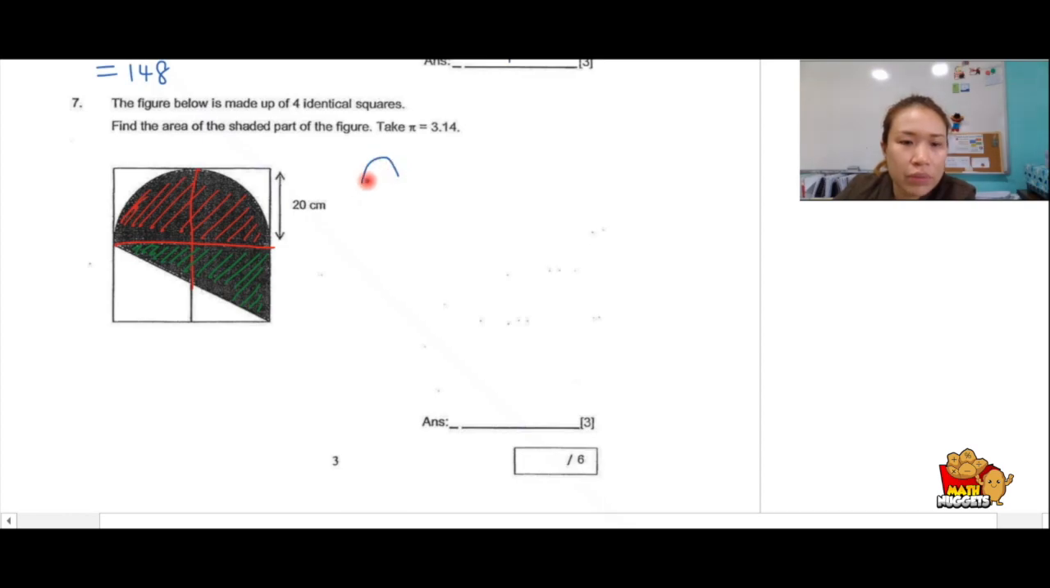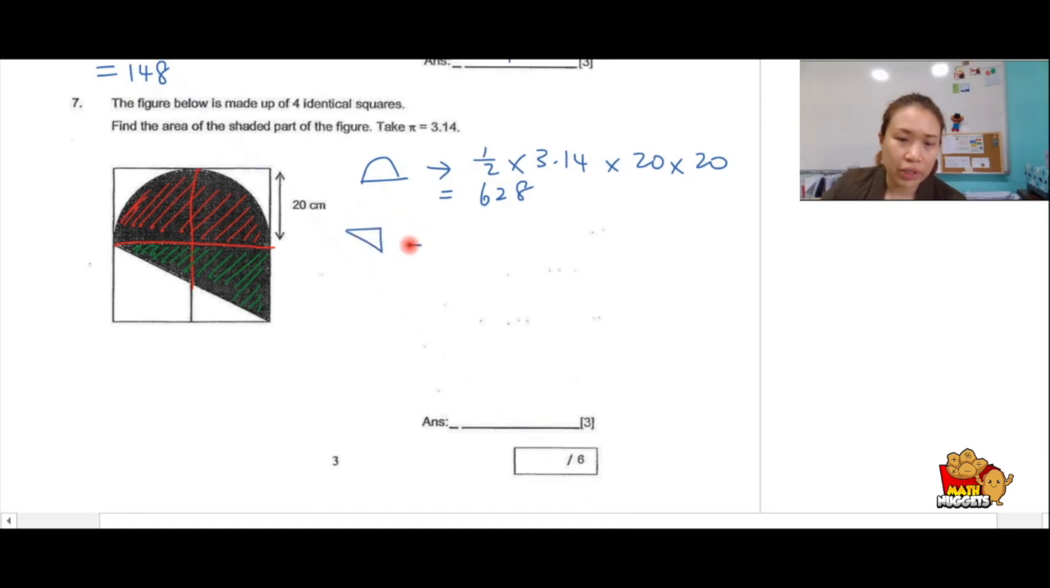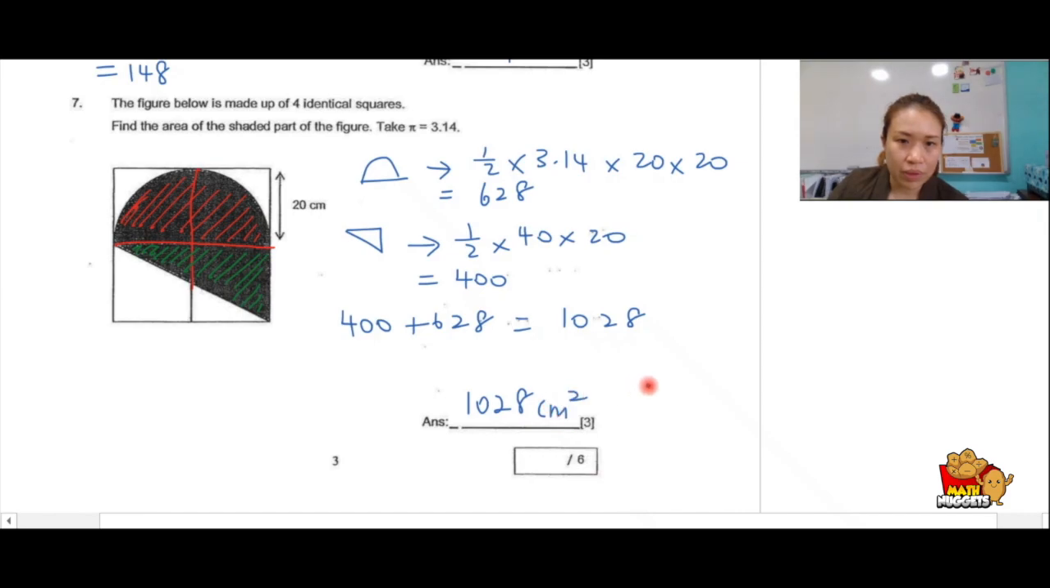Okay, so let's find the area of the semicircle. Half times pi times radius times radius. That is 628. Then we find the area of the triangle, which is half times base. Base would be 40 times height. It's 400. So the total shaded part will be 400 plus 628, which is 1028, 1028 square centimeters.